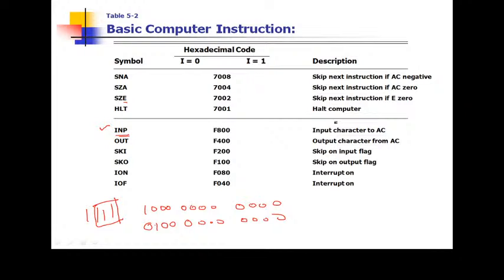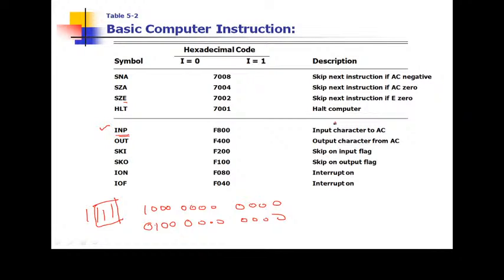When you press the key, immediately the character will get transferred to the input register, but the input register is not the final destination. So what we do is, we are going to execute one instruction called INP. When INP gets executed, then a character will get transferred from input register to the accumulator. OUT. When OUT gets executed, a character will get transferred from accumulator to output register.